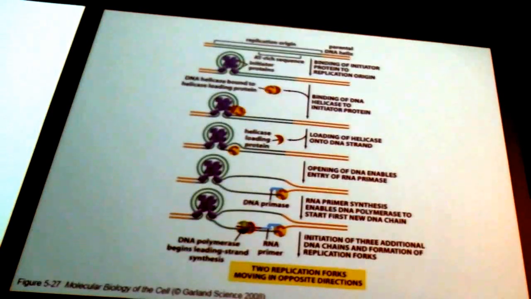So here's a closer view of what happens. Again, the thing to remember is very simple. You have to begin at the origin of replication. You can imagine the step that's really important first is that unopening.